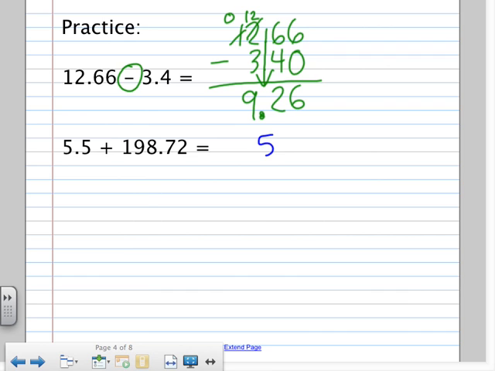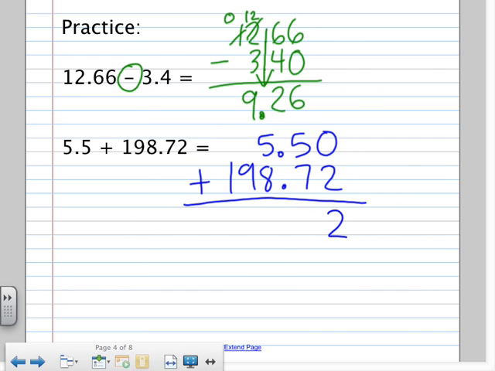So this next one, we got 5.5 plus 198.72. Filling in any zeros I may need. Do my adding, do my carrying, don't forget to carry, I get my number, and then I bring my decimal straight down. So that's the answer to those two. Let's try some more practice.